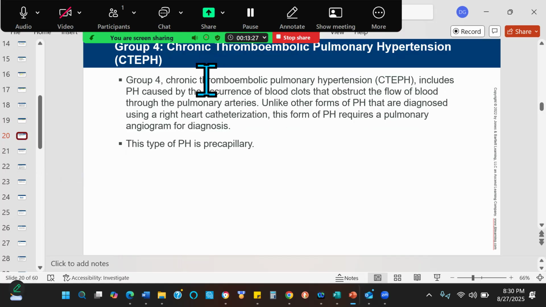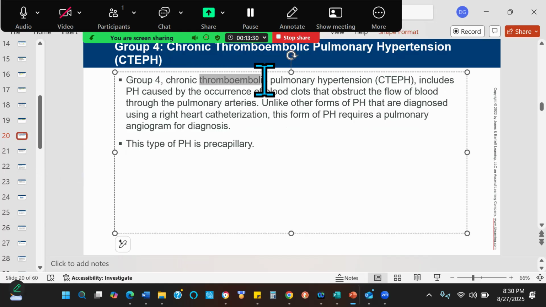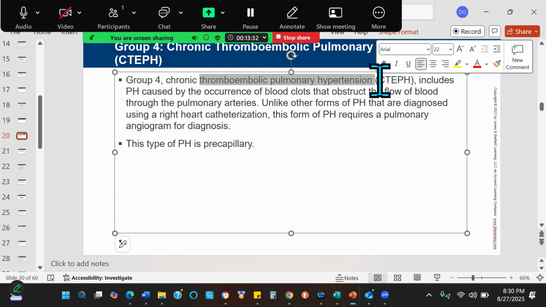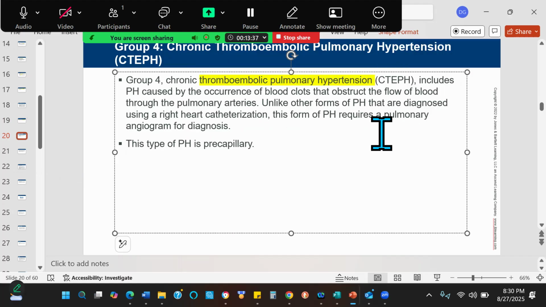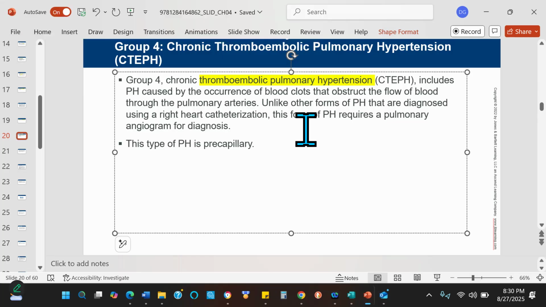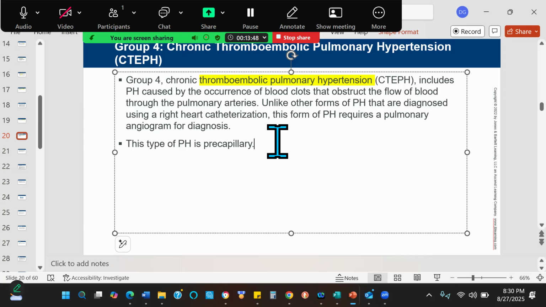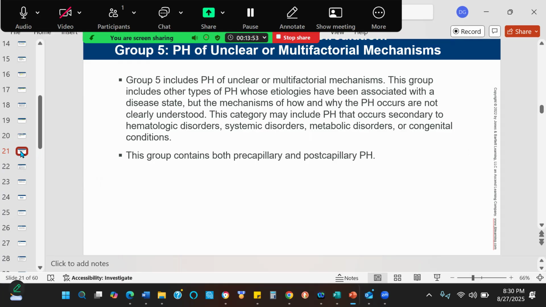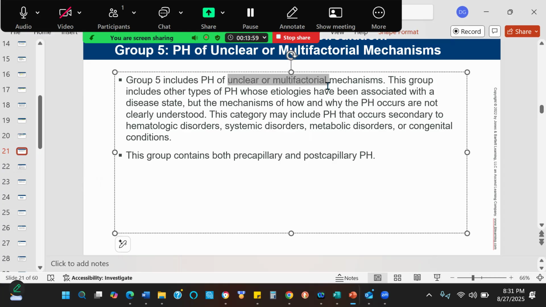Group 4 is thromboembolic. There's a clot that's actually causing the problem. And what we've got to do is dissolve that clot and get rid of it. Heparin, streptokinase, TPA, tissue plasminogen activator, and we know how to get rid of the clot. Can we get rid of it quickly enough? That's the real question. Type 5 is unclear, so there are multiple factors involved that we just really don't know.